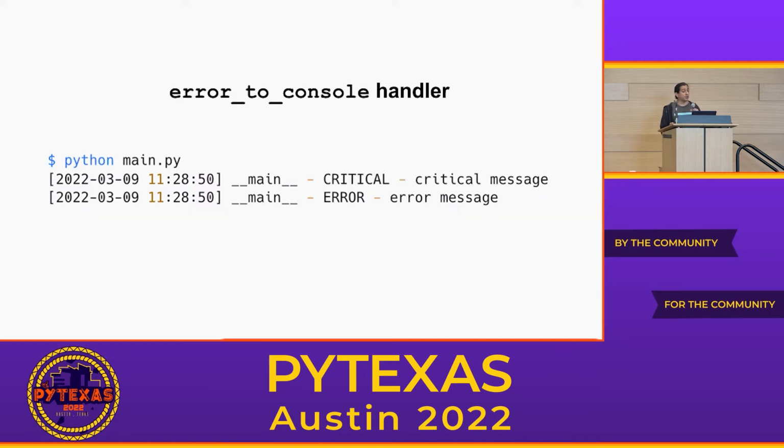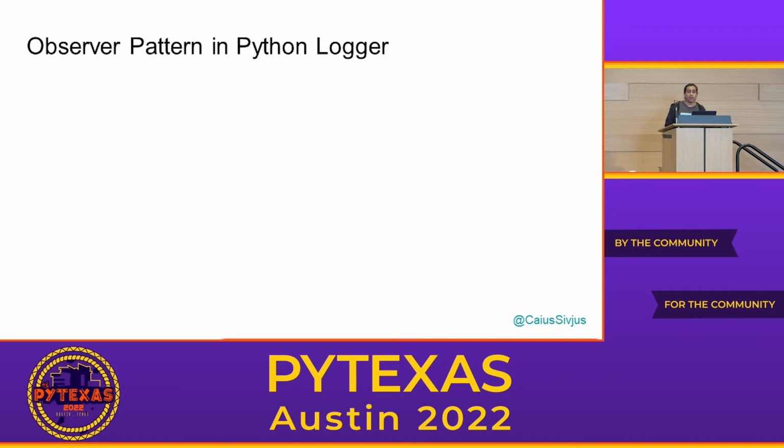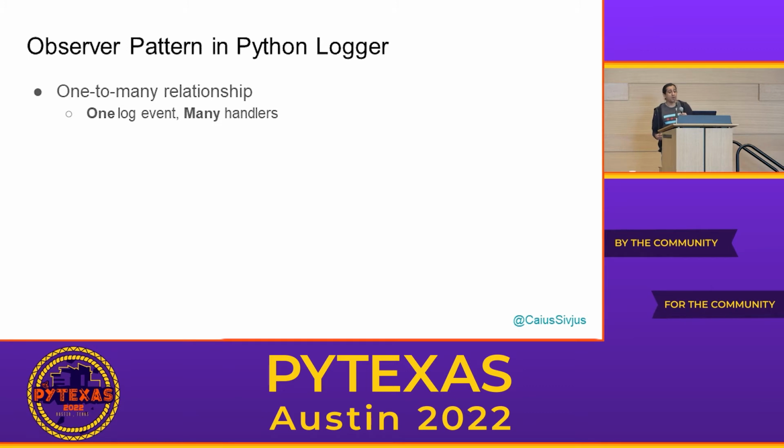And then the console handler is going to capture logs that are error or critical, and it gets sent to standard error, which is pretty standard for logging. So relating all of this back to the observer pattern, we have that one-to-many relationship. We have one log event. It can be processed by many different handlers.